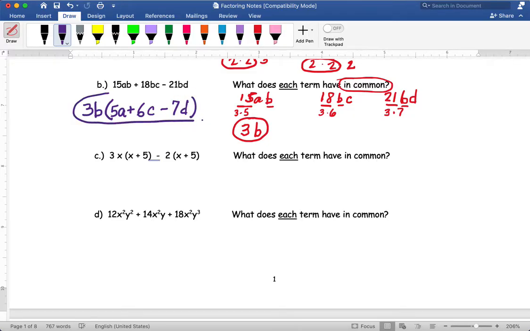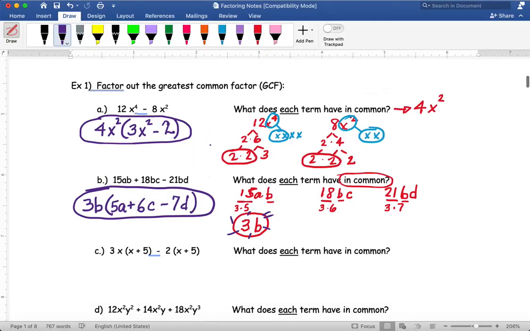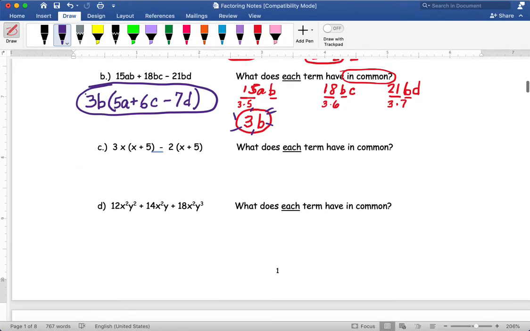This is my full answer. Remember, I'm not asking just for the GCF. Over here, we're asking just for the GCF. This is the GCF for this problem. But the answer to the problem, factor out the greatest common factor, is the GCF on the outside of the polynomial that remains. So keep that in mind. Students do that all the time. They write just the GCF. You can't just write the GCF. You need the whole thing.